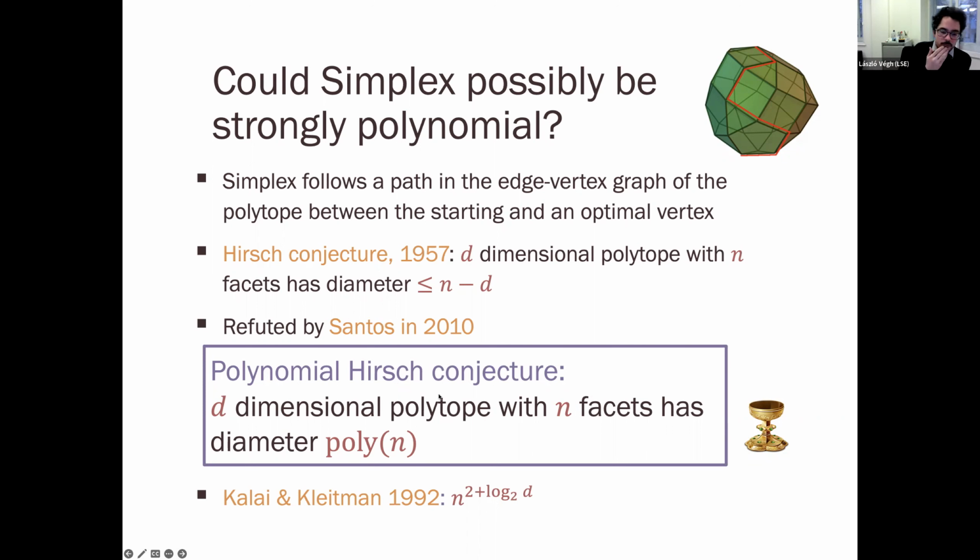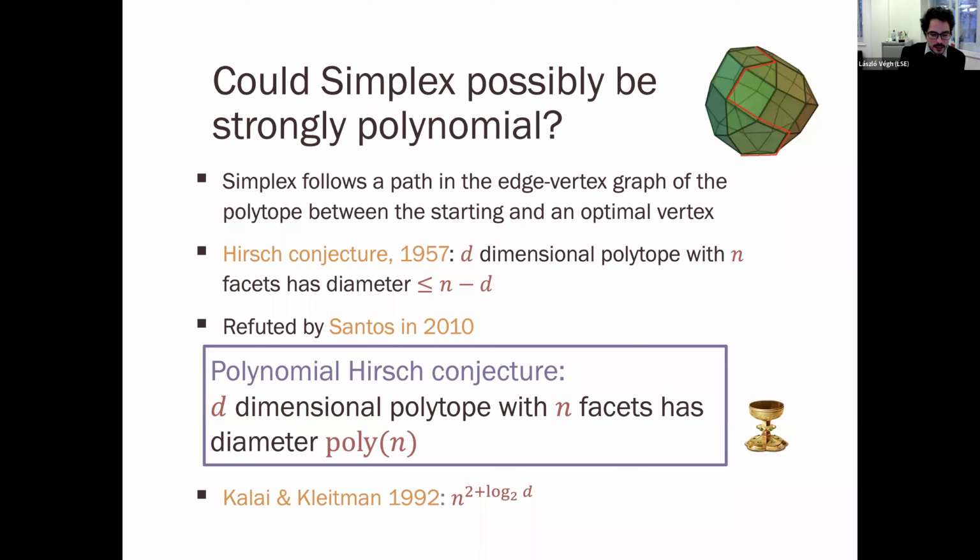So there is a more robust version, the polynomial Hirsch conjecture, which says that if we are in d dimensions with n facets, then the diameter would be just polynomial in these. Again, this wouldn't mean that Simplex would be strongly polynomial. It would just be a clear necessary condition, and it also gets the holy grail qualification of open problems.